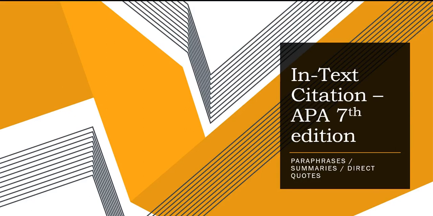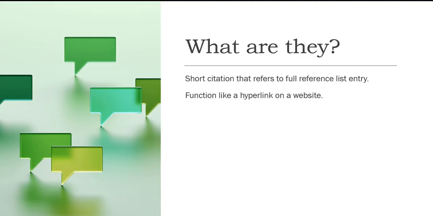Today I'm going to be talking about in-text citations for APA 7th edition. This covers paraphrases, summaries, and direct quotes. You may be wondering, what are in-text citations?